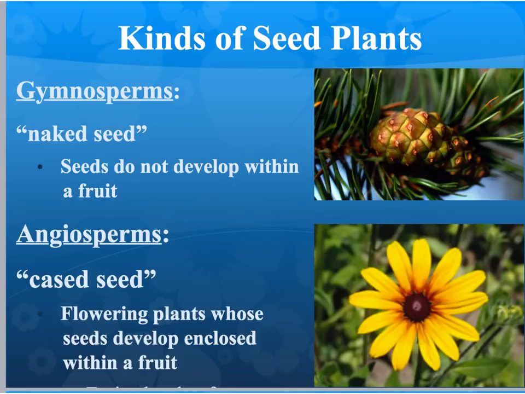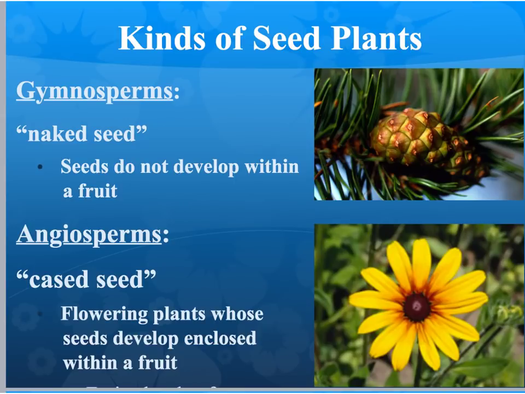So both of these are seed-producing plants. They have seeds, but where those seeds are located is the difference between them. Gymnosperms are naked seeds. That's what that means. Gymno means naked, sperm is seed. So this means that the seeds don't develop within a fruit. They're just going to develop in usually a cone of some kind, and they are exposed. They're not housed in that seed or in that fruit.